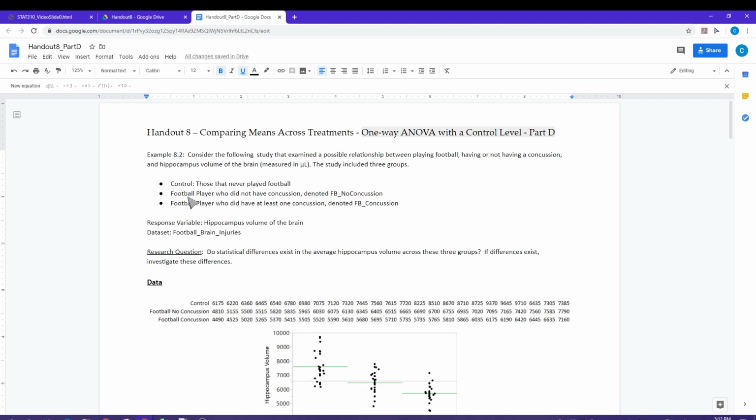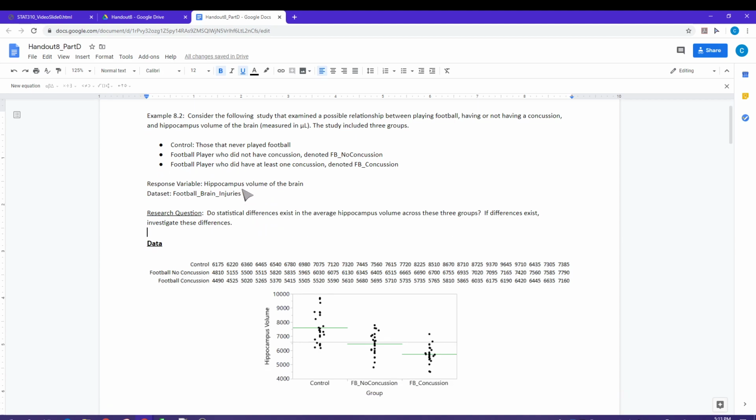Another group that we have is a football player who did not have a concussion. We're going to denote them by FB, no concussion. And then we have football players who did have at least one concussion, and those are going to be denoted by FB, concussion. Again, the outcome or the response variable here is just the hippocampus volume in the brain.